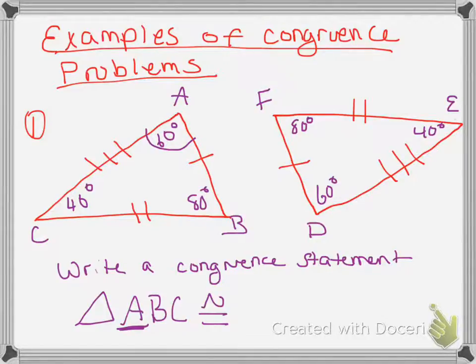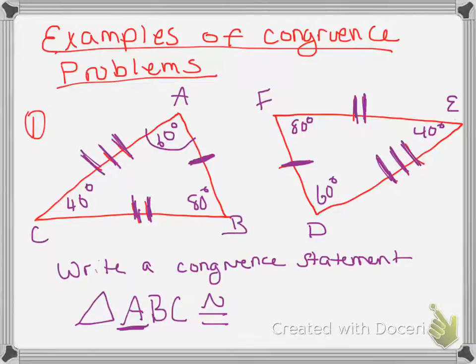3. If you don't know what the tick marks mean, the tick marks mean that those are corresponding sides because they are equal. So this tick mark with 1 is congruent to this tick mark with 1 in the other triangle. This one with 2 is congruent to this one with 2. And this one with 3 is congruent to this one with 3. Now this can help you a lot with naming.